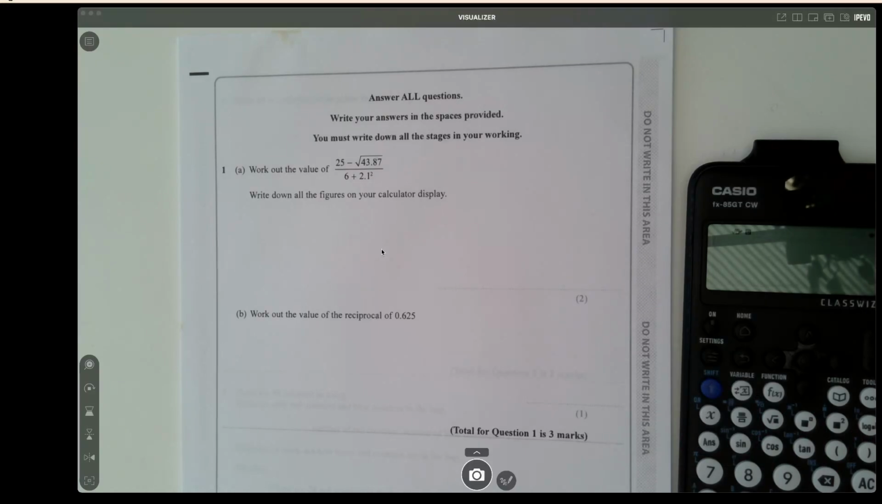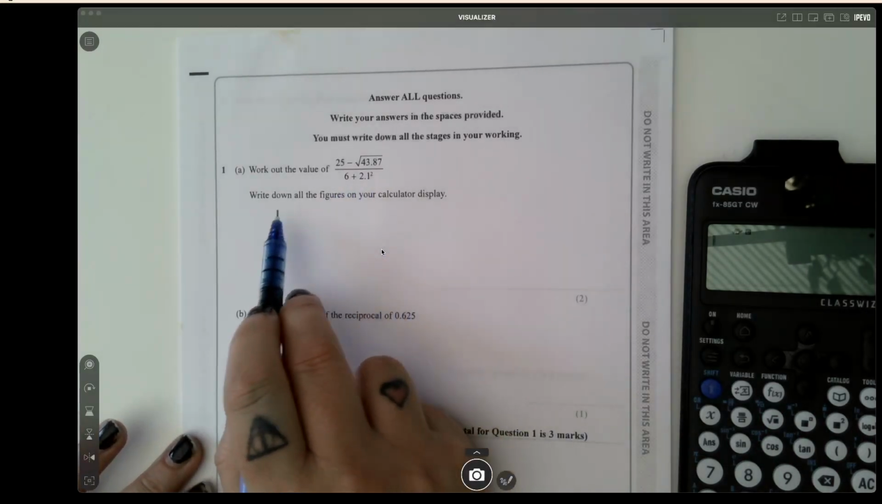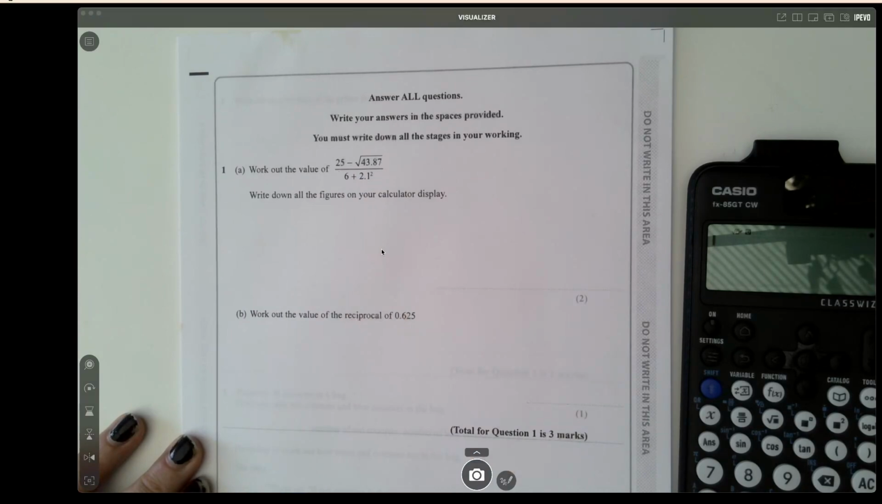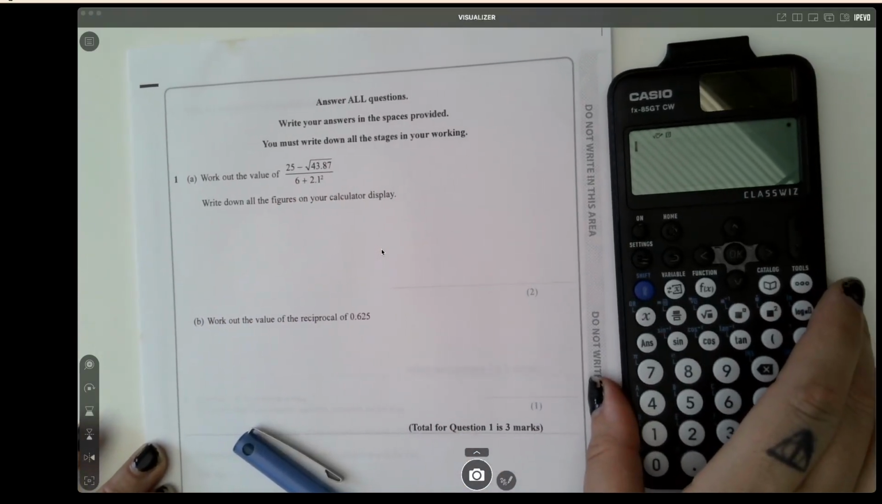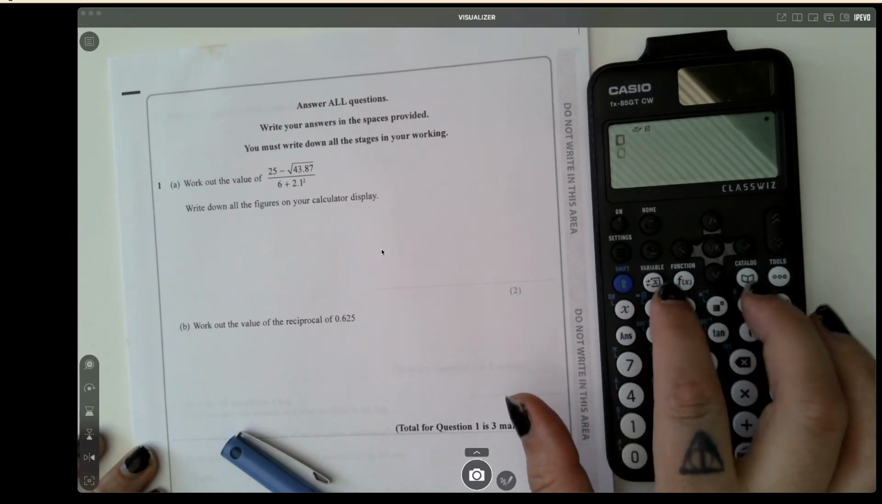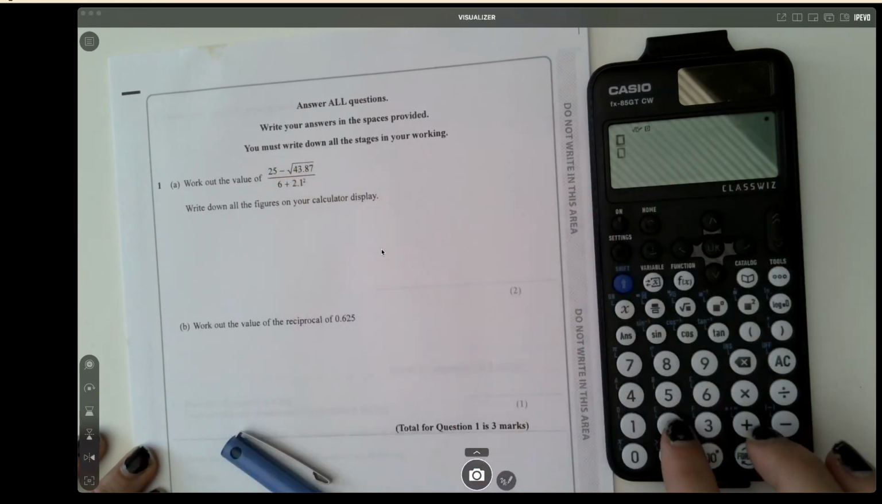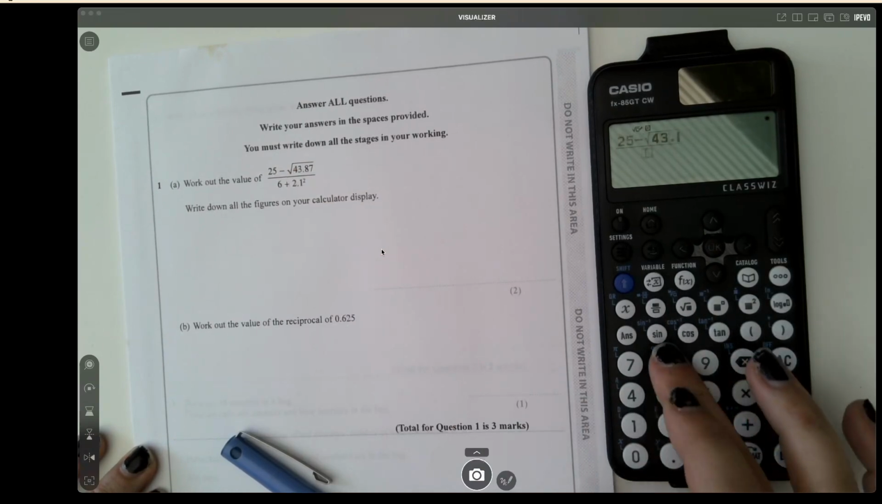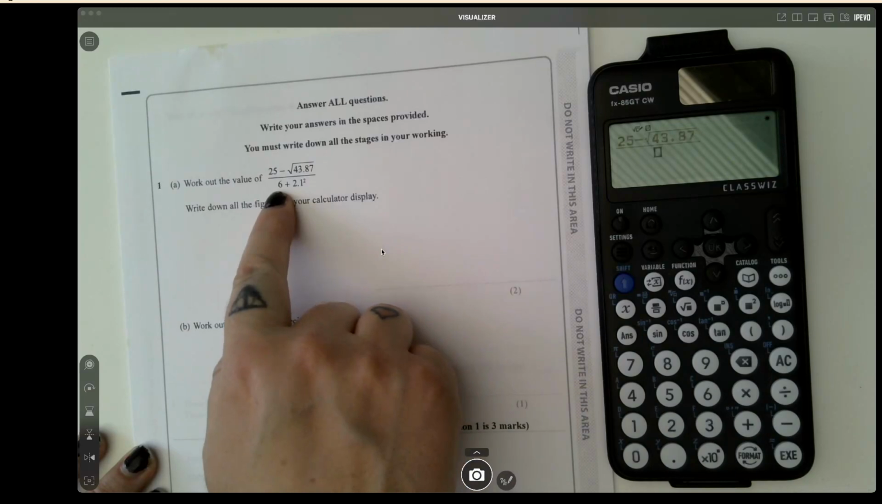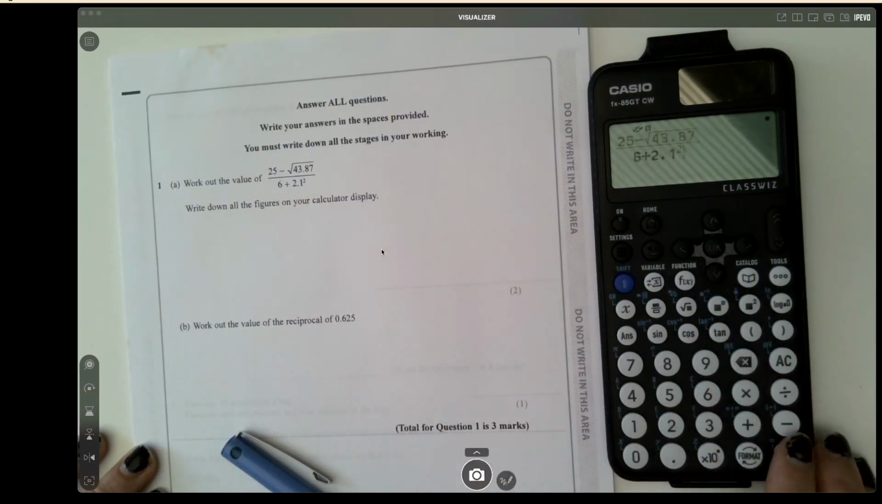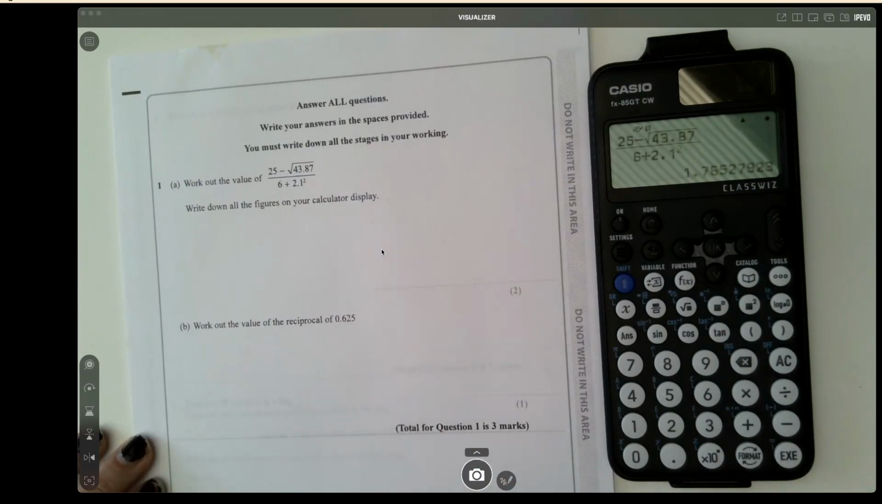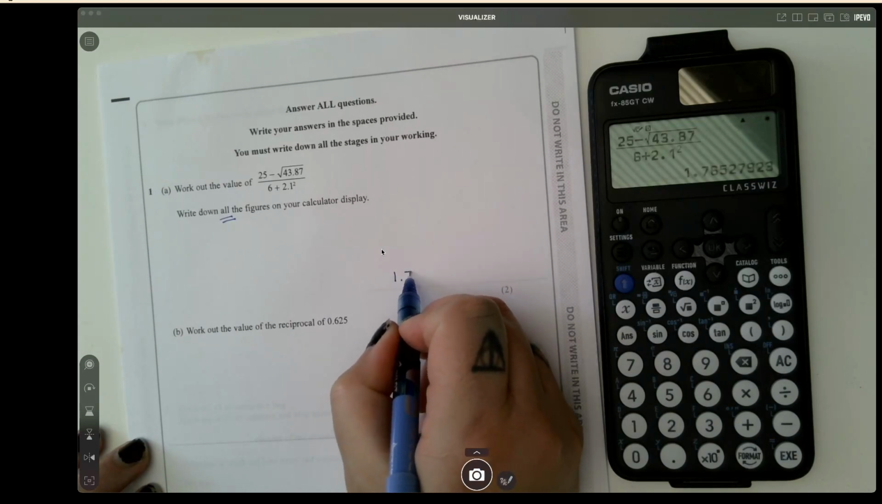Question 1A. Work out the value of this calculation and write down all the figures on your calculator display. So I'm going to enter this into my calculator exactly as it looks there. I'm going to start with the fraction button because everything's in a fraction, and then on the numerator, and then the denominator, it's 6 plus 2.1, and it's 2.1 that's squared. Enter that in my calculator. It says write down all the figures, so I'm going to write down everything that I can see there.